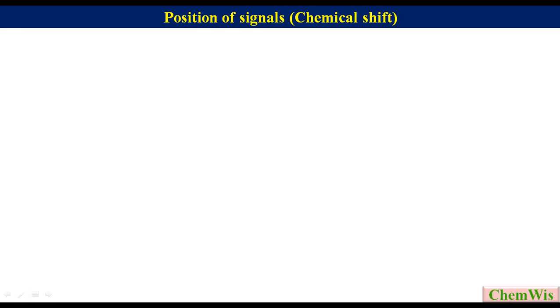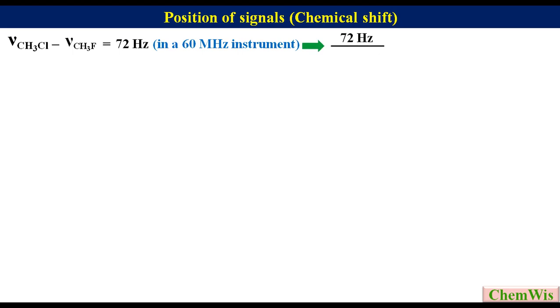These differences between the radio frequencies is very small. For example, the difference between the resonance frequencies of the protons in chloromethane and fluoromethane is only 72 Hz in a 60 MHz NMR instrument, which is 72 Hz upon 60 MHz, equal to 1.2 ppm. It is very difficult to measure the exact resonance frequency. So, no attempt is made to measure the exact frequency.